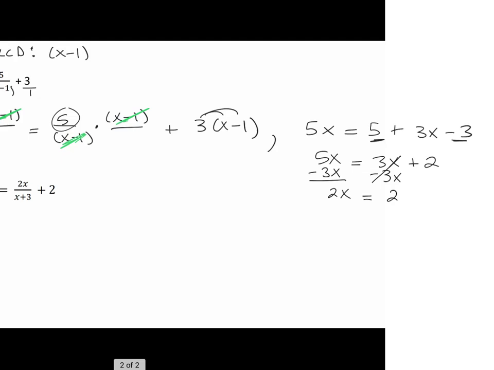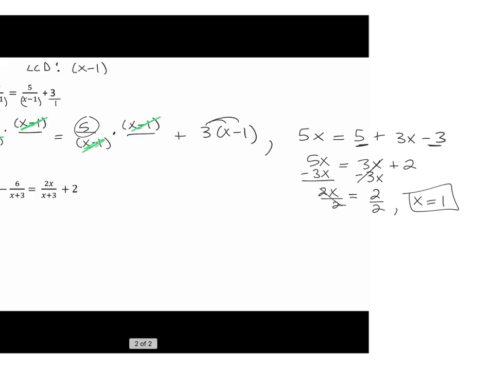And if you solve this by factoring, you should get the same answer. So it doesn't make any difference. We're going to use the multiplication property so that x is just 1. So we think that x equals 1 is the solution to this equation.